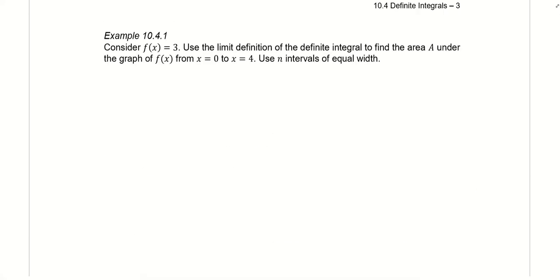But what I want to start with here is I want to start by looking at how we can compute area using the limit definition of the definite integral, which comes from our Riemann sum definition. So our function here is f of x equals 3, and we want to use the limit definition of the definite integral to find the area under the graph, so under this function's curve, from x equals 0 to x equals 4.